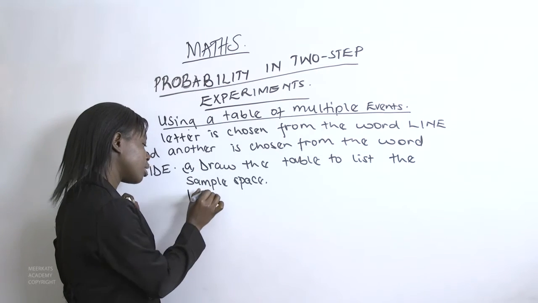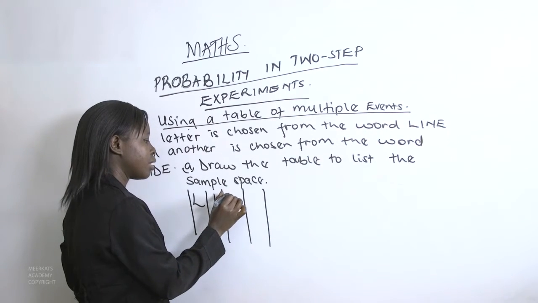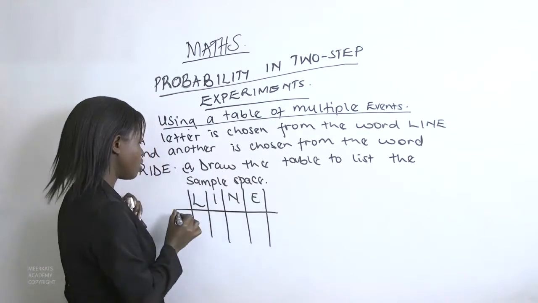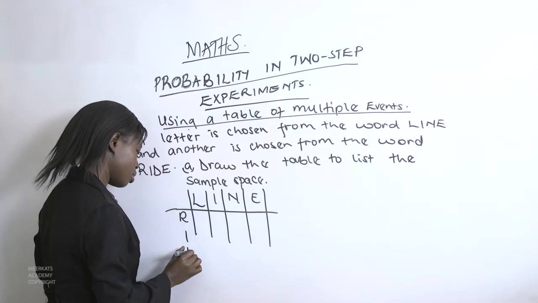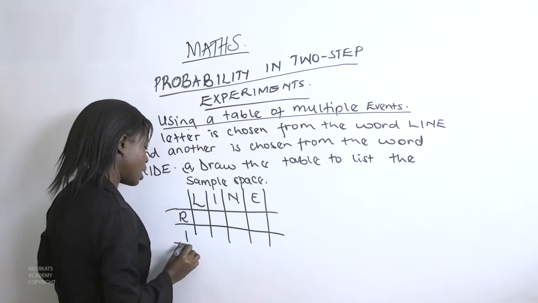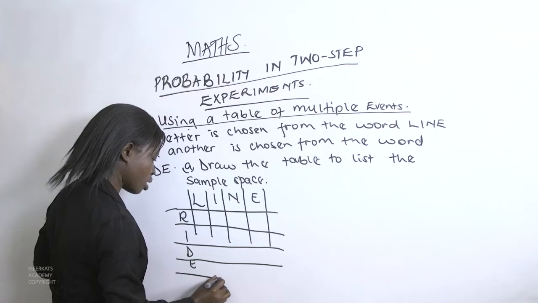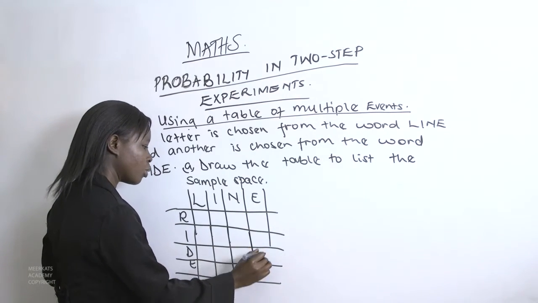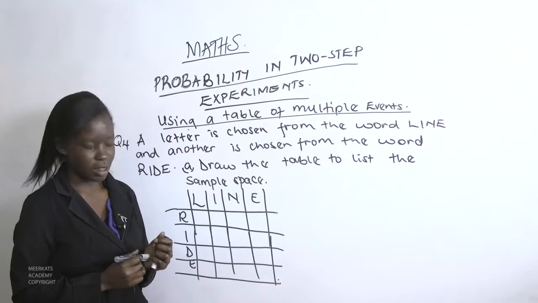So we have letters, that is line. Then on the other side, we have ride. So we have line and ride. We are showing our outcomes on that table. So we are using the table to show the outcomes that are expected.